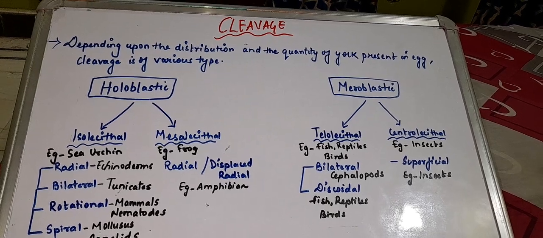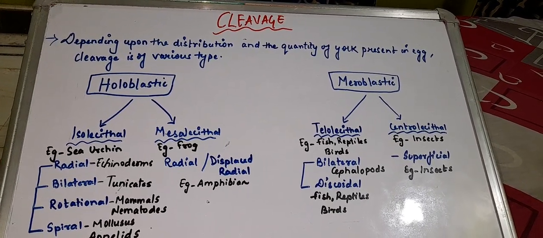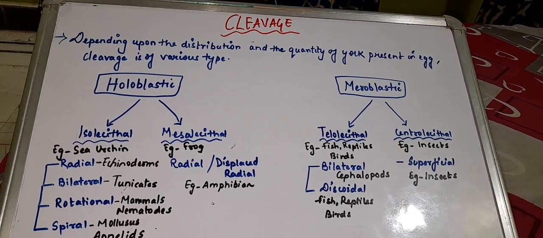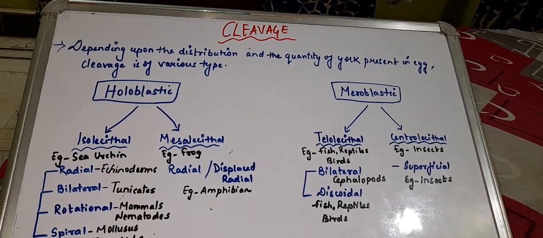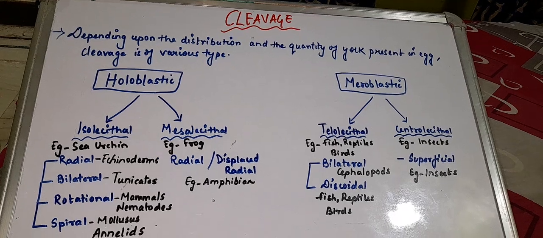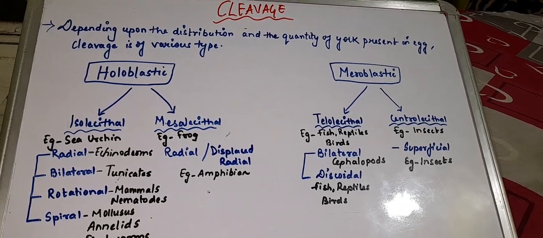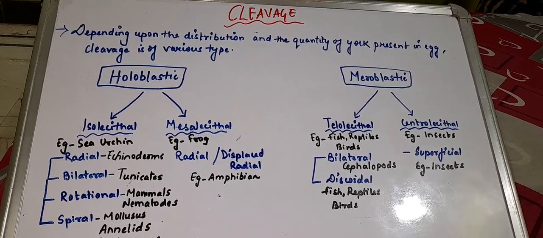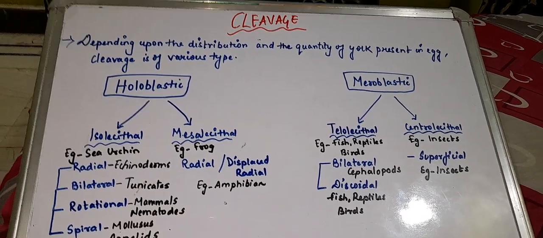So in this video we will discuss the topic cleavage. So basically what is cleavage? Cleavage हम किसे कहते हैं? Cleavage is when the fertilization process is completed. After the fertilization process, the second step that occurs is the cleavage. First is fertilization, second is cleavage.